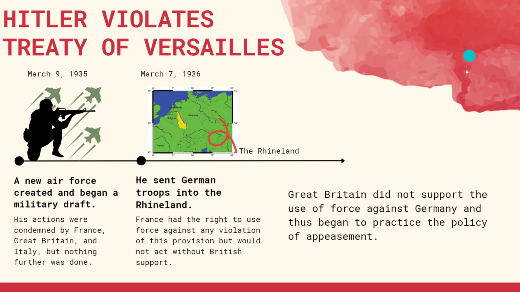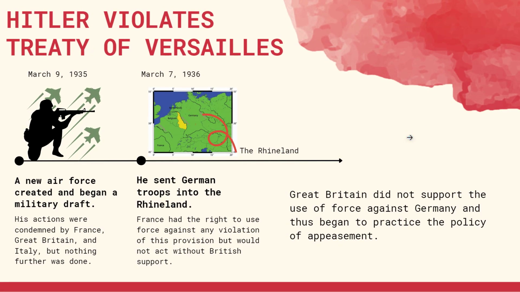So it all began when Hitler violated the Treaty of Versailles. How did he do that? Well, first, he created a new air force and began a military draft. If you remember, in the interwar period, Germany was supposed to be demilitarized, right? That was one of the stipulations in the Treaty of Versailles. However, when he created this new air force and military draft, France, Great Britain, and Italy were wagging their fingers, saying he was not supposed to do that. But they didn't do anything further. No consequences were imposed on Germany.